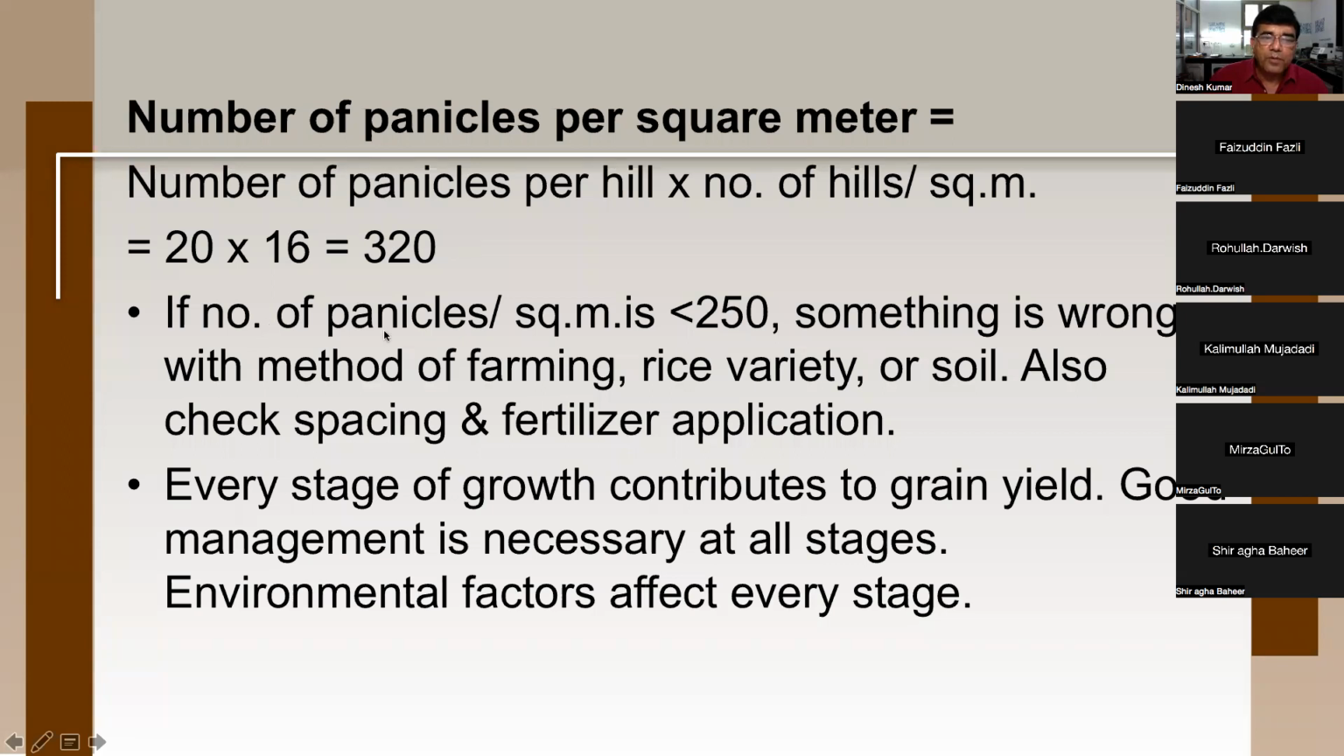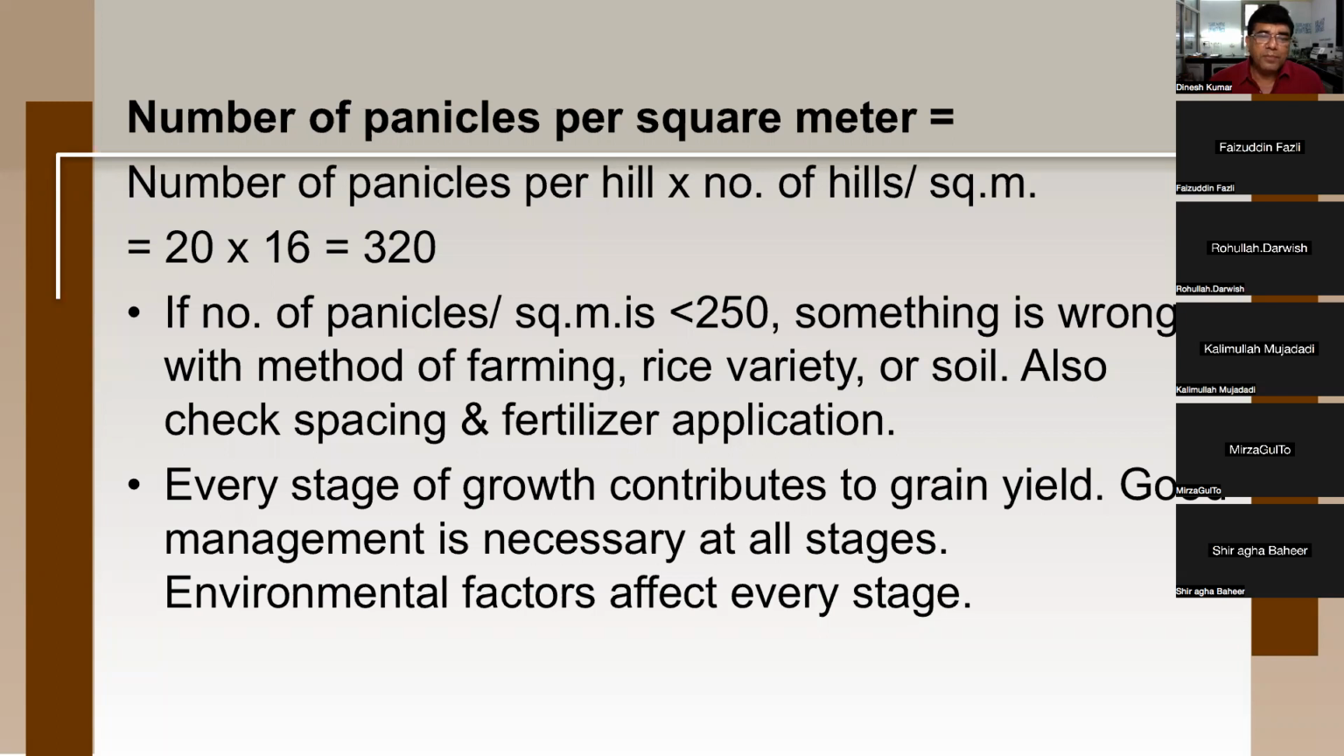Now, if the number of panicles is less than 250 in 1 square meter, then something went wrong, because this is too small a number. 250 is not good for high yield. That is why we are measuring the number of panicles, so that we can get some idea of the rice yield. If your panicle number is less than 250, your yield will be very low. So you need some ideal, best number of panicles to get more yield.